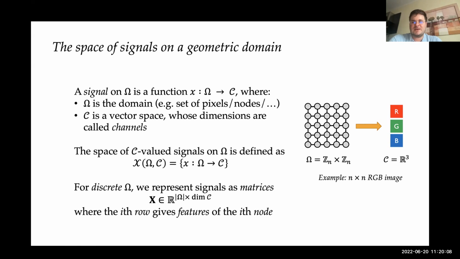And then we can define the space of all C-valued signals on omega as this capital X of omega C. It's just a set containing all those possible signal functions we can have. And what's very convenient for us, because deep learning often rests on linear algebra and often our domains in computers will be discrete, we can represent these signals not as functions, but as matrices, capital boldface X, which is just a real matrix with the number of rows equal to the number of items in the domain and the number of columns equal to the dimensionality of our feature space. So the ith row of this matrix will give you the features of the ith node of the domain.